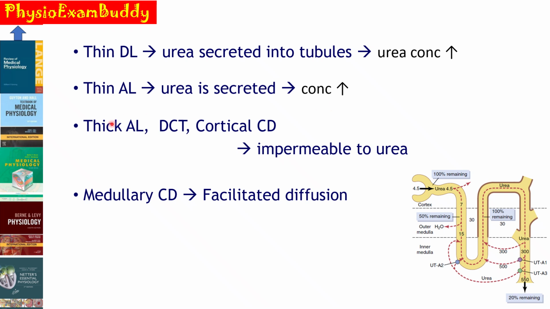But when the fluid reaches the thick ascending limb, DCT, as well as the cortical duct, which is impermeable to urea. And in the medullary collecting duct, it is the facilitated diffusion of the urea that is happening. So you can see that basically it is recirculating within the renal medullary interstitium.